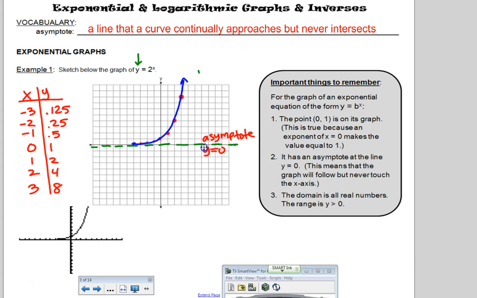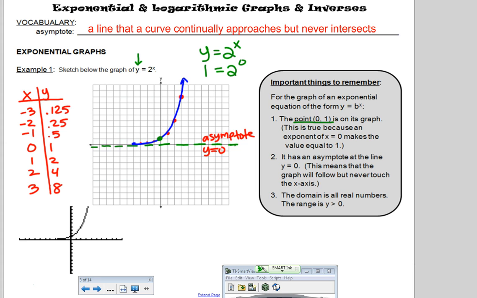The first thing is the point (0, 1) will always be on a basic exponential graph. And this should make sense. Again, let me write the equation. If I plug in a 0 for x, then you will always get out a 1 for y, because a 0 power means that it's going to have a 1 value. So this point right here is always on a basic exponential graph.